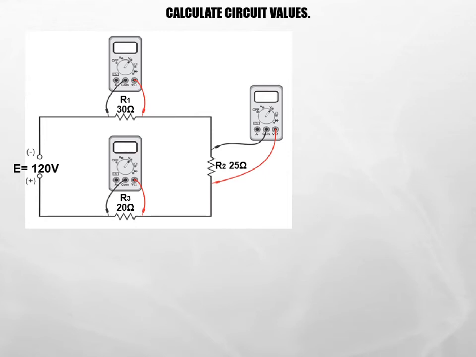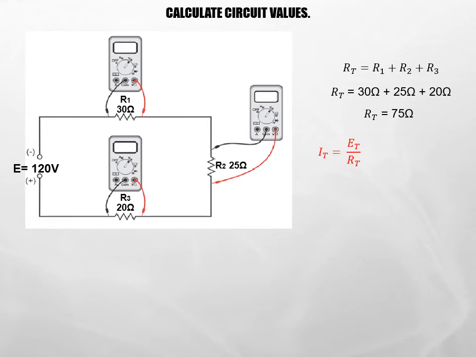Let's do another little sample problem. Here, I've got three resistors in series, a 30, a 25, and a 20. We're going to apply 120 volts to the circuit, so that our total resistance is 30 plus 25 plus 20, or 75 ohms.